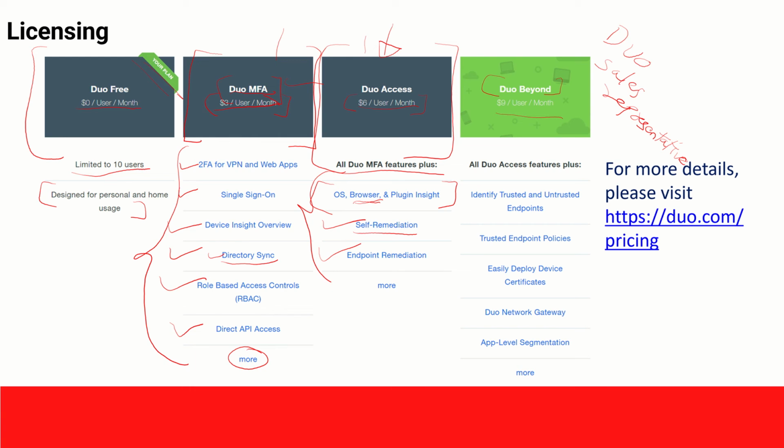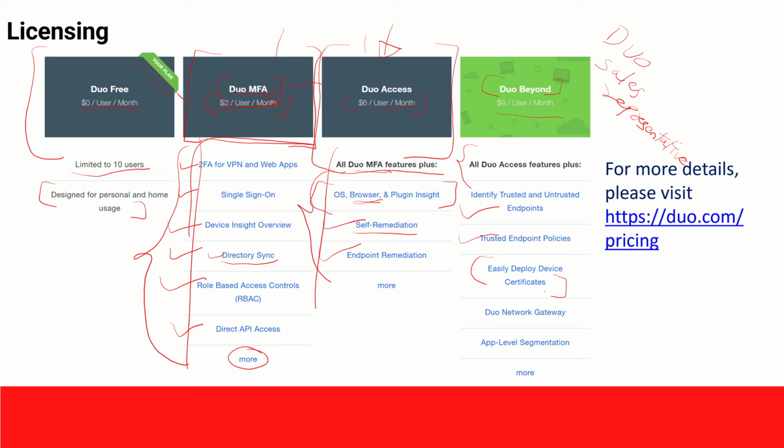Now let's discuss what all is offered in Duo Beyond. It offers all the features in Duo Access, which means all of these features plus these features, because Duo Access already supports this specific set of features. On top of that, you have a kind of segmentation of trusted and untrusted endpoints, and you can even create policies based on trusted and untrusted endpoints. This is the same which we discussed now.